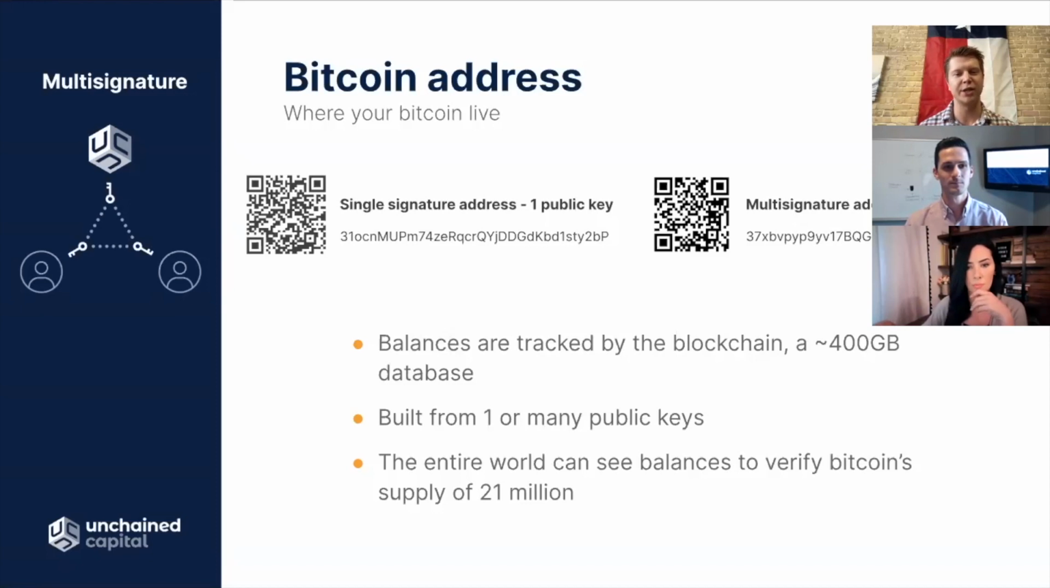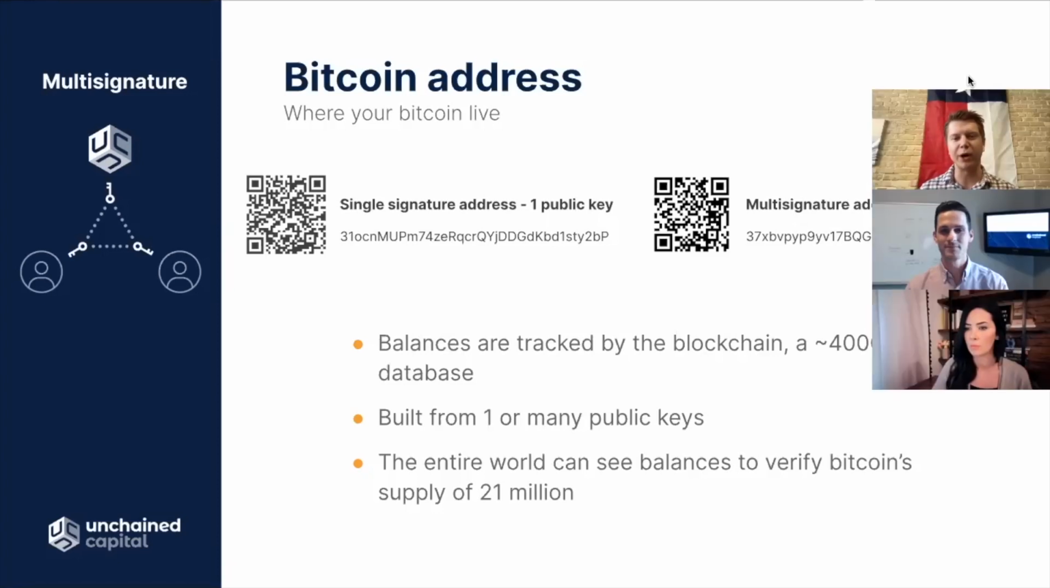You'll notice in that middle bullet point that addresses are constructed from public keys, which we'll be touching on in a second. The leftmost address in this instance was constructed using one public key, and the right address was constructed with two public keys. So Bitcoin addresses are where your Bitcoin lives, and you can track those balances on the blockchain. Anyone in the world can see these balances, and that really does help verify and enforce Bitcoin's monetary policy of that 21 million hard cap.